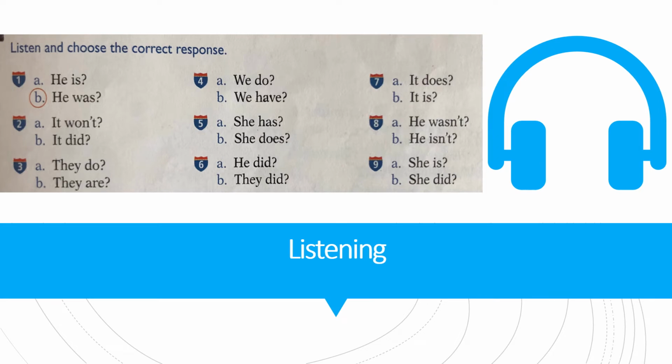Listening. Listen and choose the correct response. Circle A or B. 1. Mr. Wilkins was in a great mood today. A. He is. B. He was. The correct answer is B. He was, because the sentence says, Mr. Wilkins was in a great mood today.